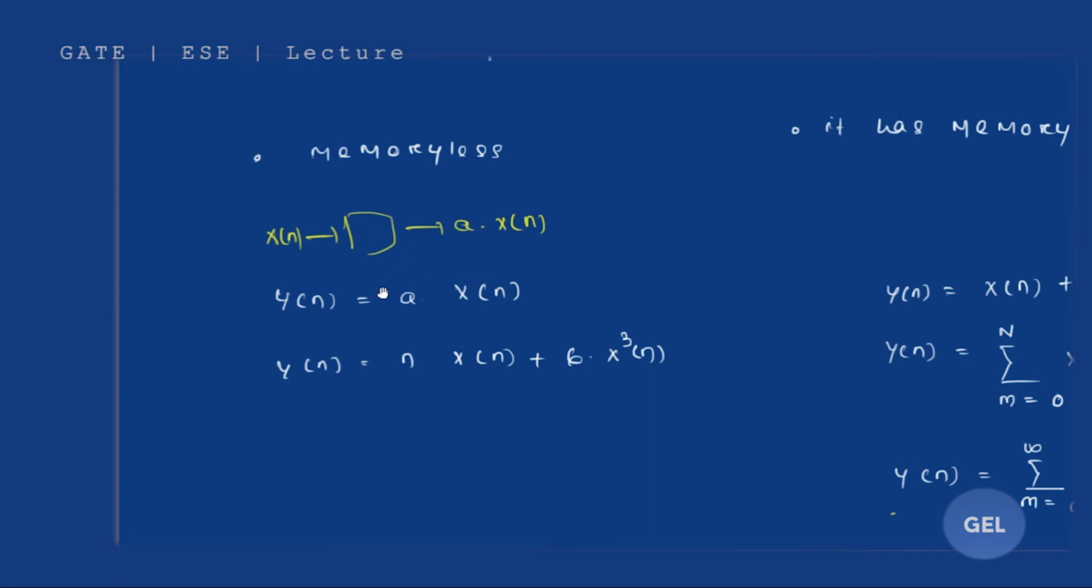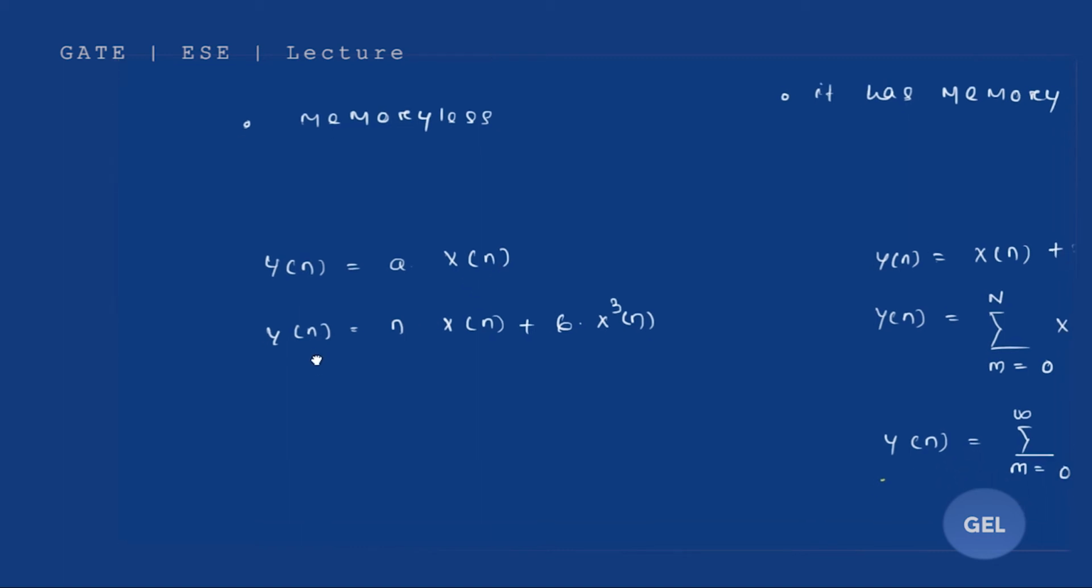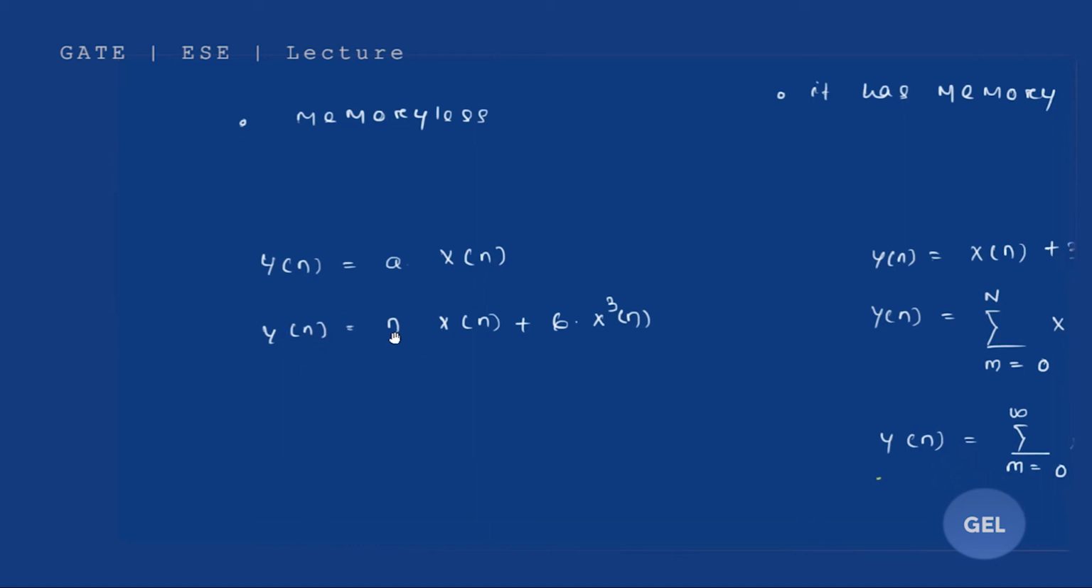Now here you can clearly see the output is completely depending on the present instant of time input. Here you can clearly see y of n is completely depending on the present instant of time, in both cases. If this were x of n plus k, where there was a k, then it would be depending on a future input. Clear? But here it is depending on the present input. So all of them are static discrete time systems.